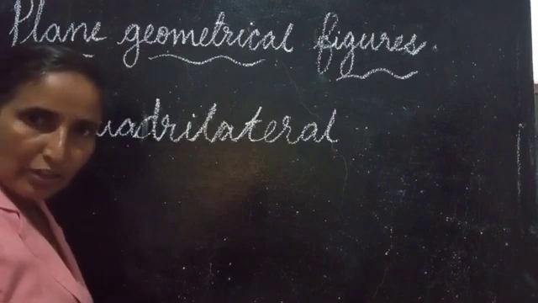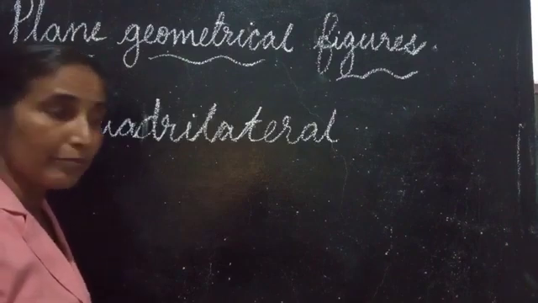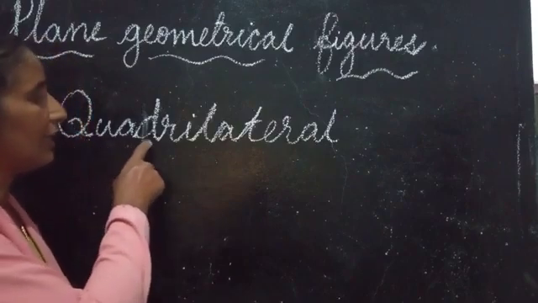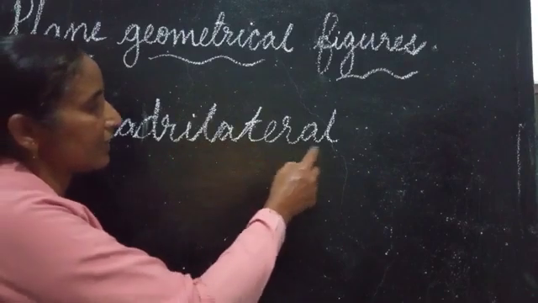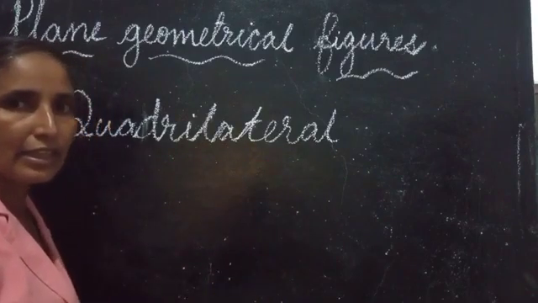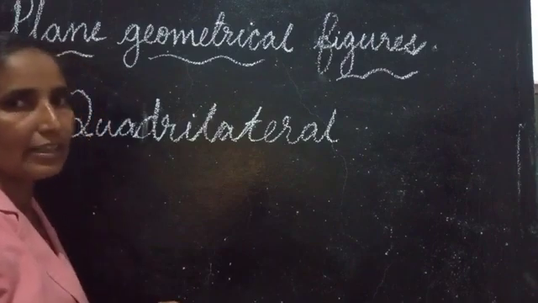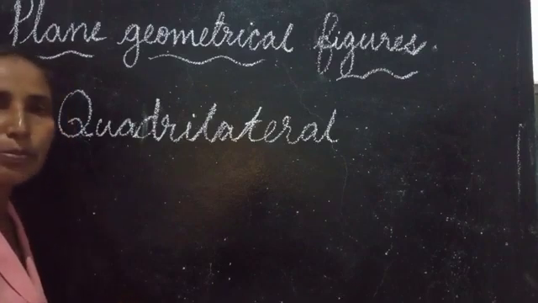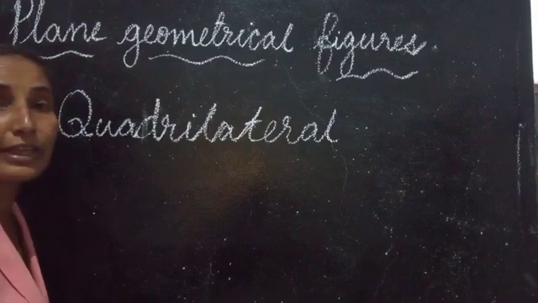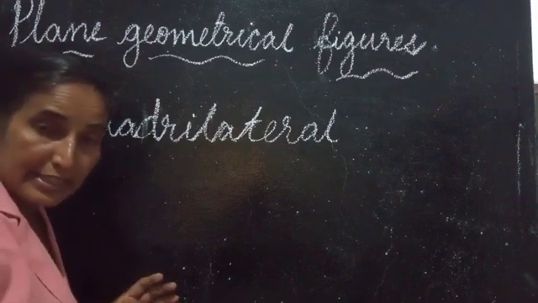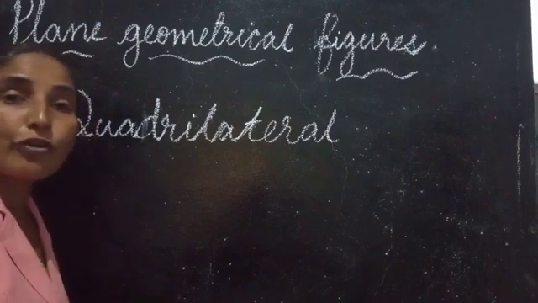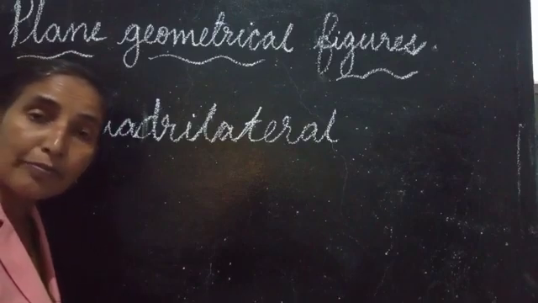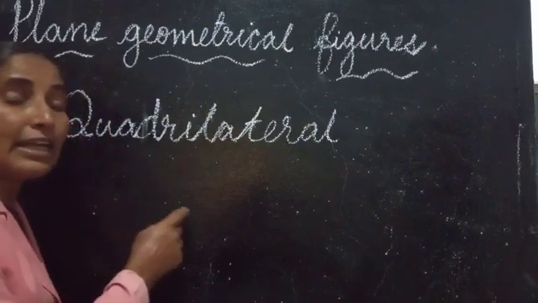Children, I told you we are going to learn a new term, quadrilateral. Q-U-A-D-R-I-L-A-T-E-R-A-L. Quadrilateral. Do you know what a quadrilateral is? A plane shape which is made up of 4 line segments is called a quadrilateral. Have you learned any quadrilaterals now? Very good. Rectangle and square.